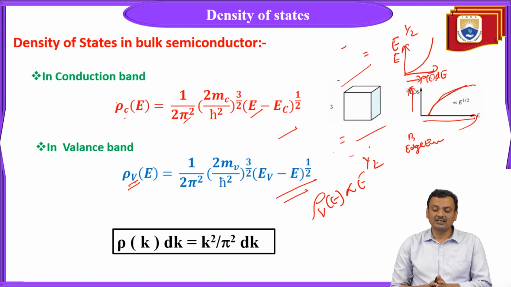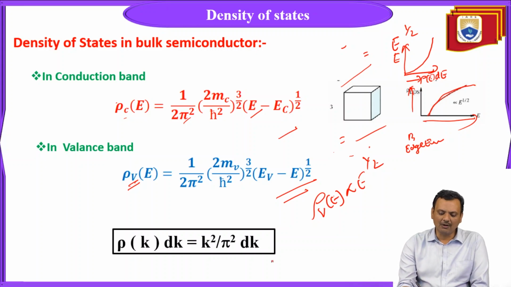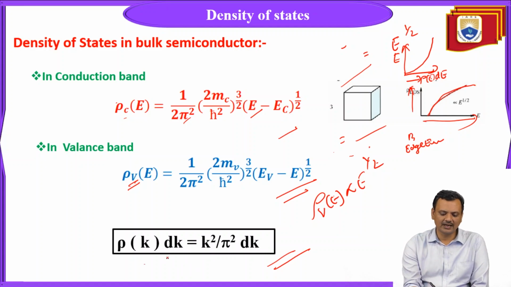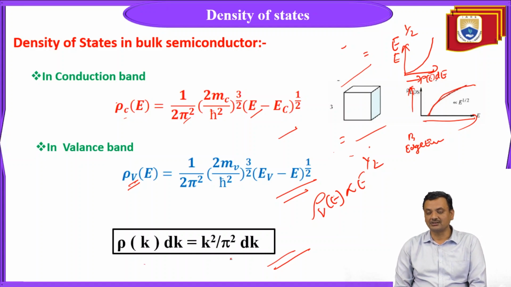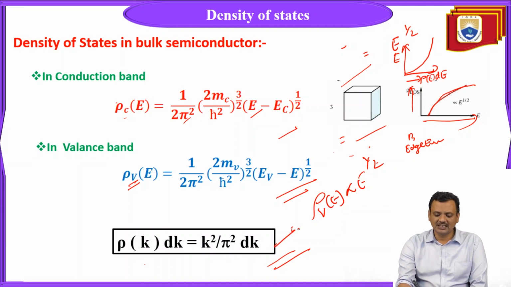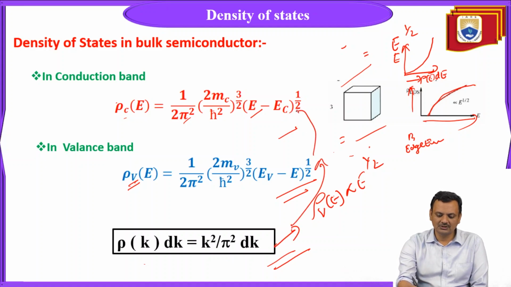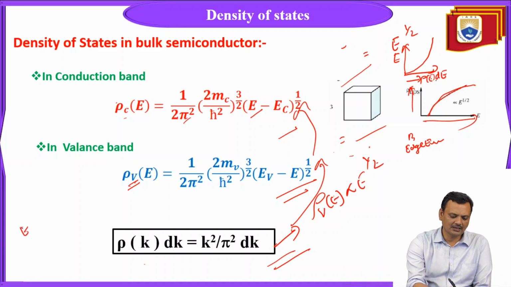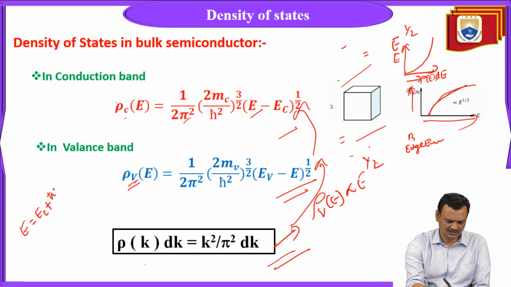So this is the expression in terms of energy, but our actual derivation came in terms of wave vector k, and that is rho(k) dk is equal to k square upon pi square dk. From this expression only you can derive these two expressions. We already discussed how you derive it. Actually, E is equal to E_C plus P square by 2m.